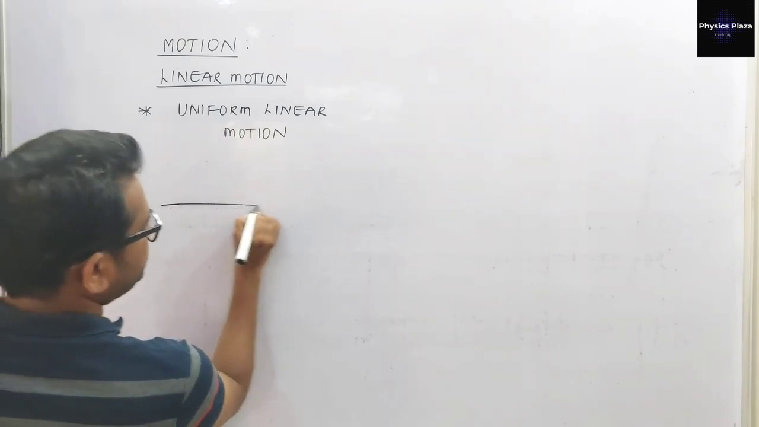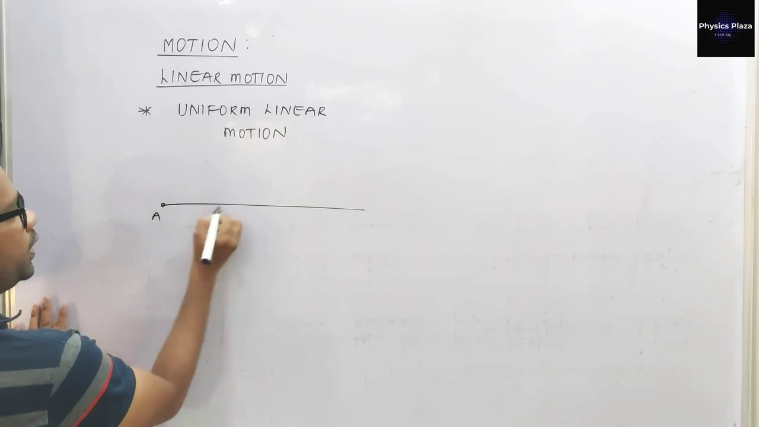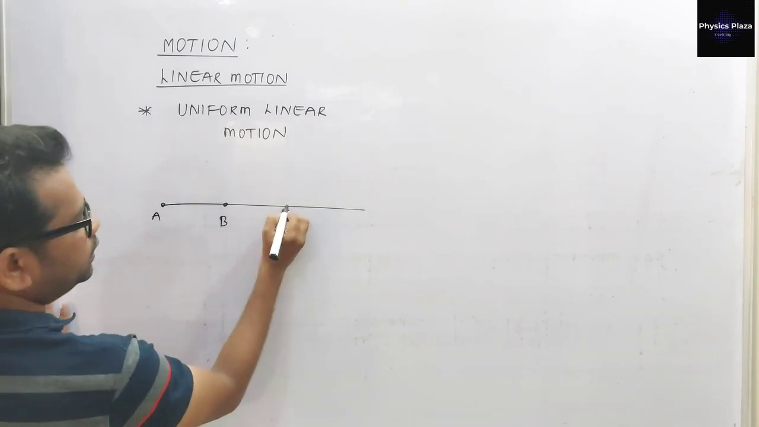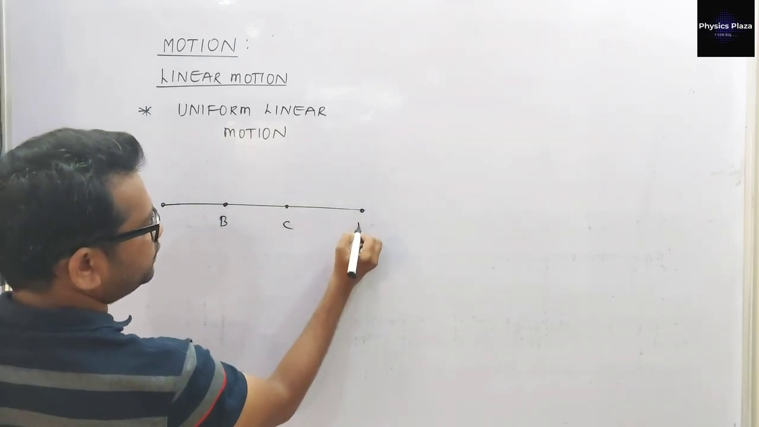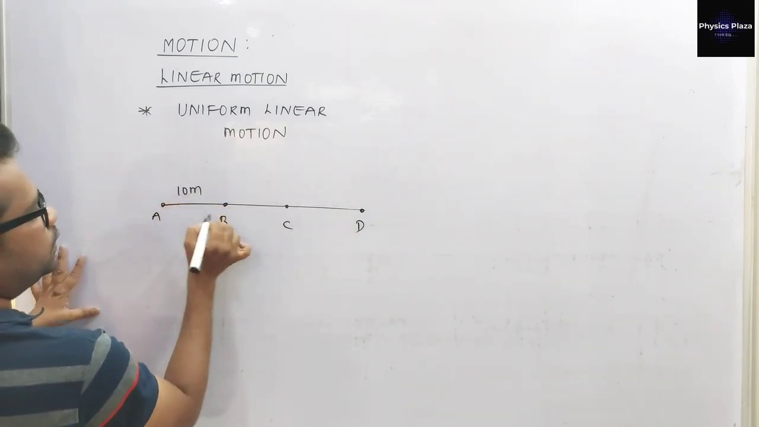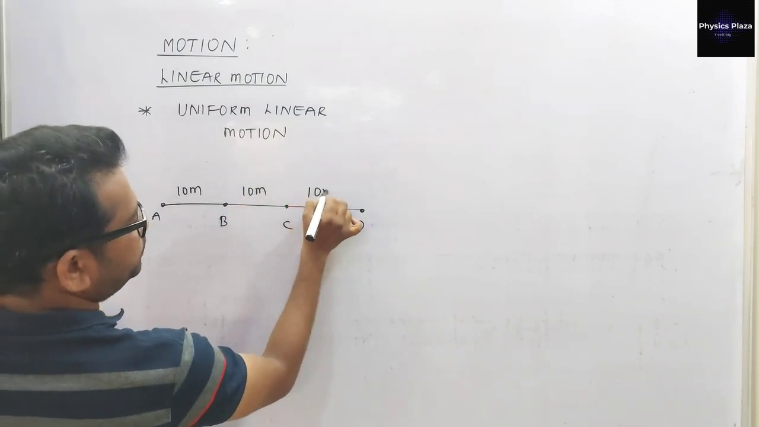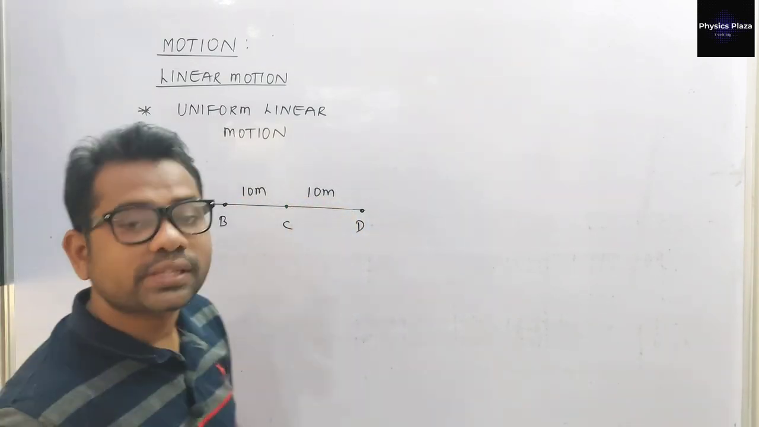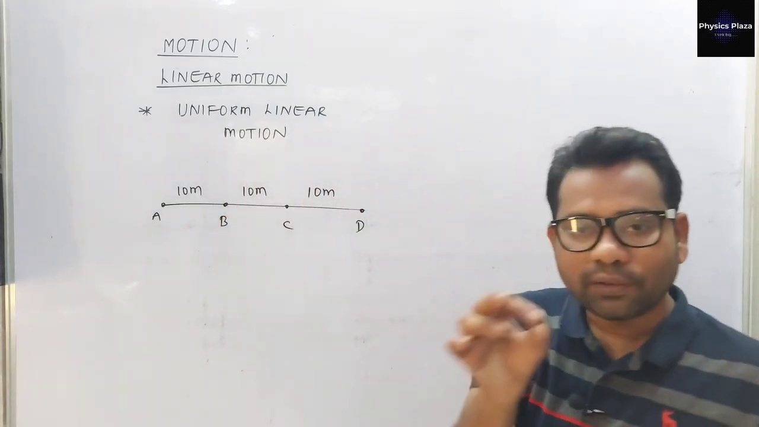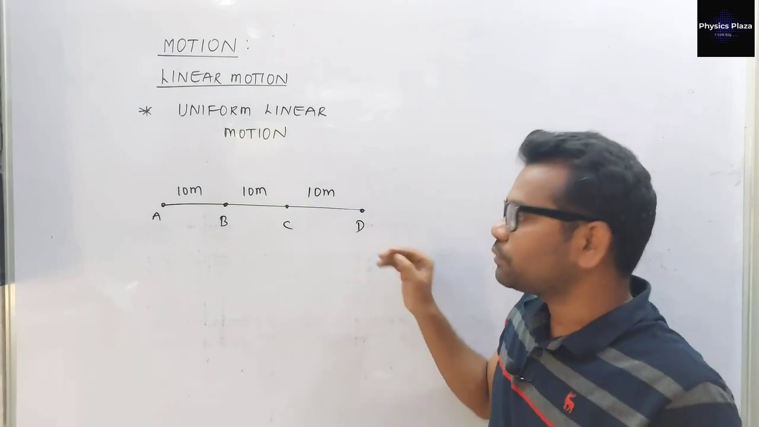Look at it, children. Let me give one example. Let us take a straight line path with point A, point B, point C, and point D. Suppose A to B is 10 meters, B to C is 10 meters, C to D also 10 meters. Now one object is going such that to cover A to B it takes 1 second, B to C takes 1 second, C to D also takes 1 second.